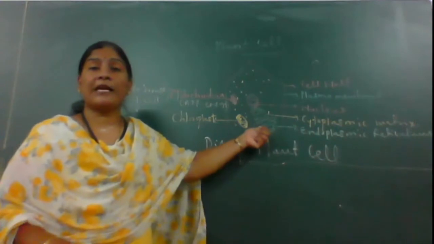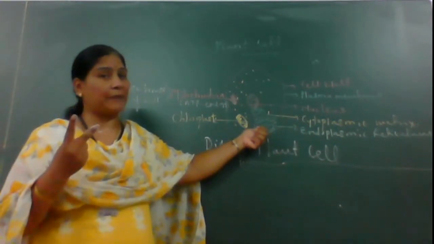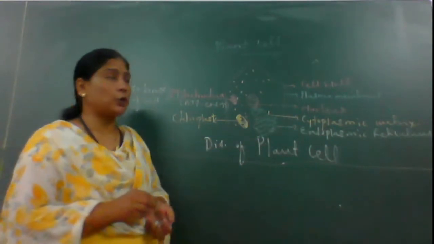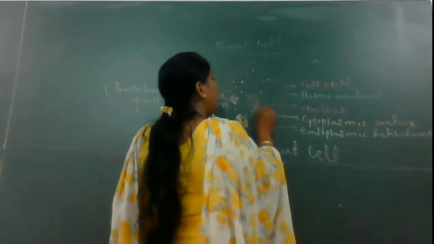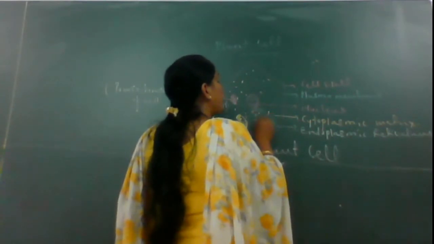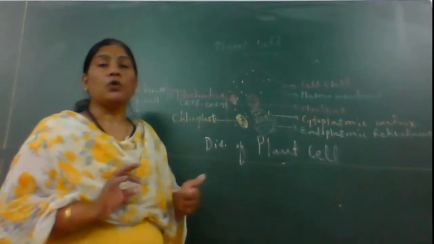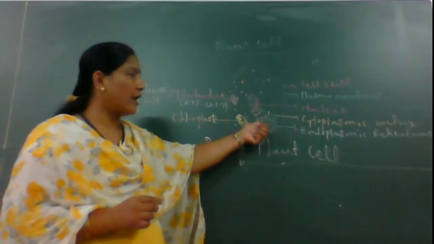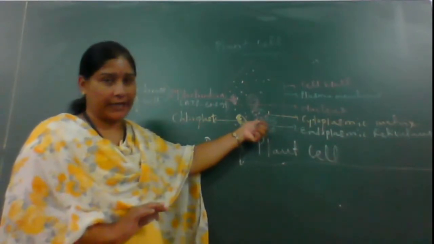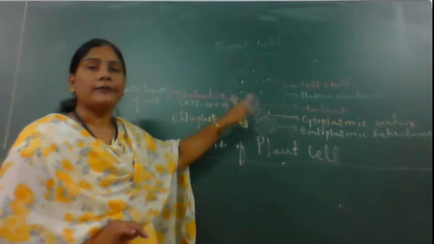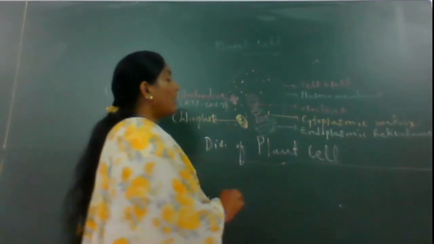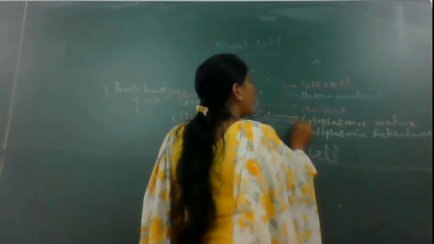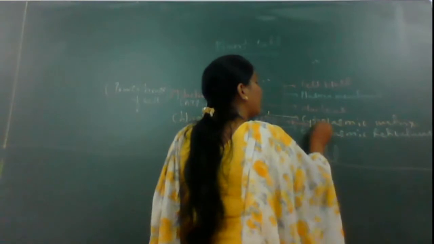So, the endoplasmic reticulum has two types. When there are ribosomes present on this network, the surface looks rough in nature, and that's why, when ribosomes are present on the endoplasmic reticulum, we call it the rough endoplasmic reticulum.